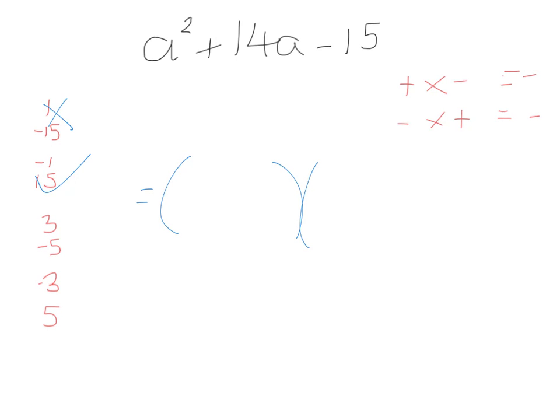So I can write in my double brackets. I'm going to put an A here and an A here. And I'm simply going to write A minus 1 and then A plus 15. Remember, you can check your answer if you multiply out your bracket and collect like terms. That will give me A squared plus 15A, take away A, take away 15. So that will be A squared plus 14A, take away 15. So the thing to note here, if this is negative, that means you're going to have positive and negative factors.